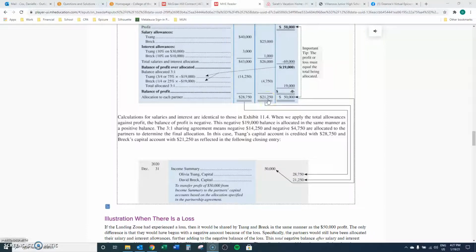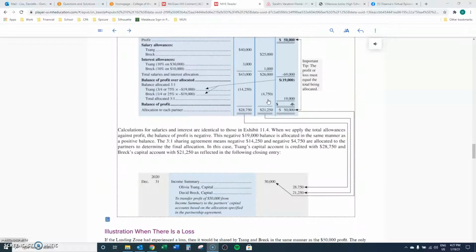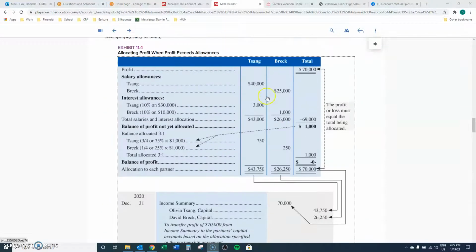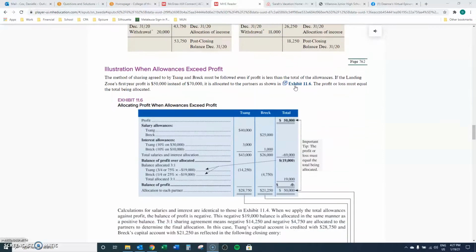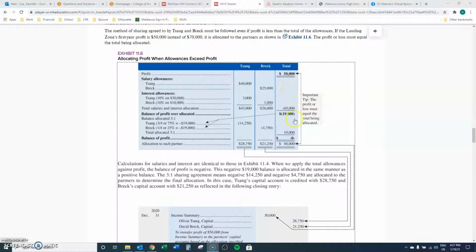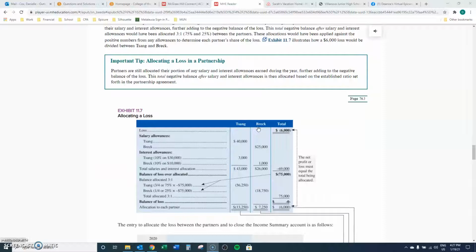Now, next scenario, what happens if there's a loss? So we looked at 70,000, then we looked at the allocation exceeds the profit, so we allocate out and then we reduce it because it exceeds the profits. What happens if we start off with a loss? Well, here we have a $6,000 loss, but we still do the same steps. We allocate out the salary allowances and we allocate out the interest allowances to get to here. Same as the prior two examples. So that means we've allocated 69. So we've added, because we have negative 69, we've added to our negative, which now we're at negative 75.